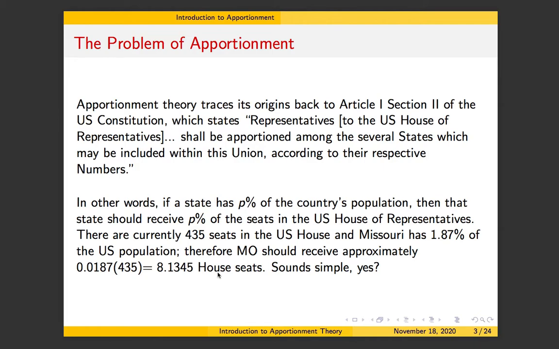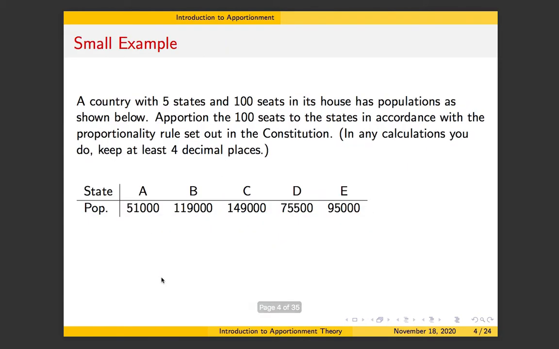A House seat, of course, represents a human being. You have to send a representative to fill a seat. So you cannot be given 8.1345. So I suppose that Missouri should receive 8 seats. And this seems kind of simple. It seems like there's not any interesting mathematics to be done here. Of course, if it were so simple, there'd be nothing to do here, right? This project wouldn't exist. So let me just show you the kind of complications that can arise.